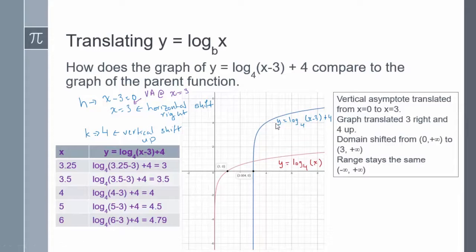Our domain from our parent function has shifted from 0 to positive infinity to 3 to positive infinity. And our range stays the same. It goes from negative infinity to positive infinity for both the parent function and the transformed function.